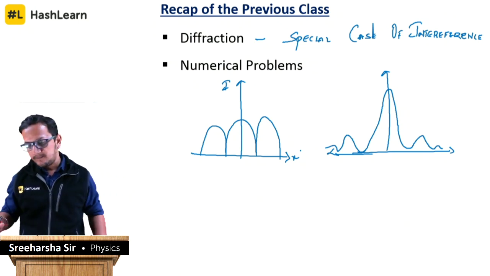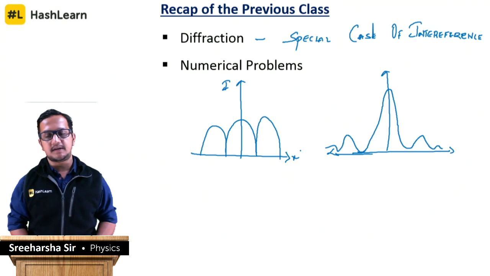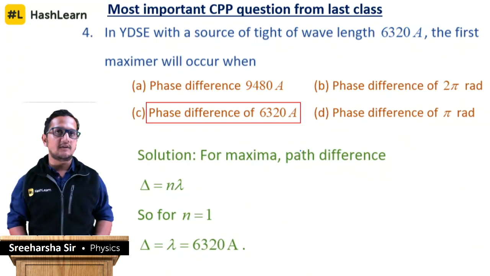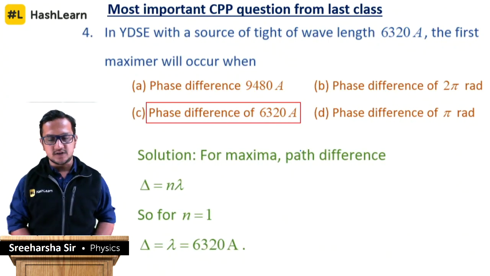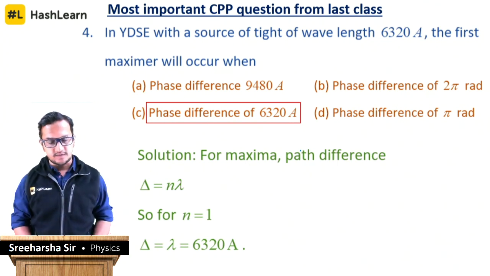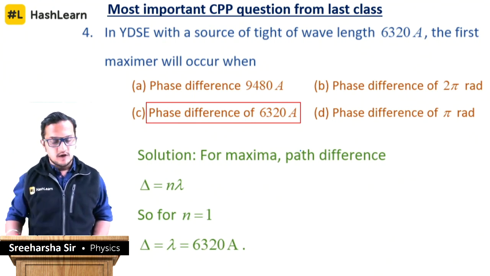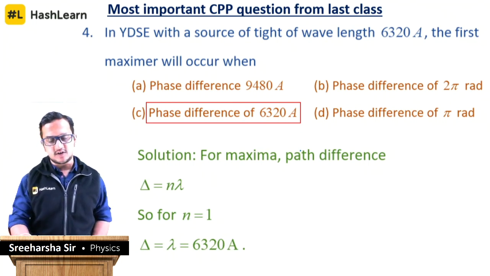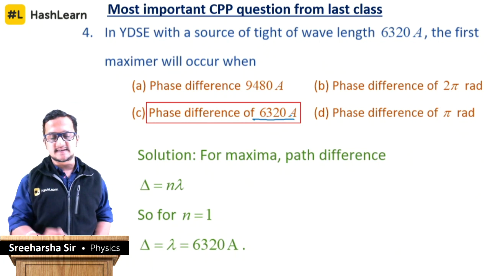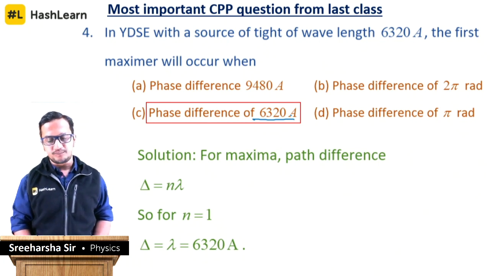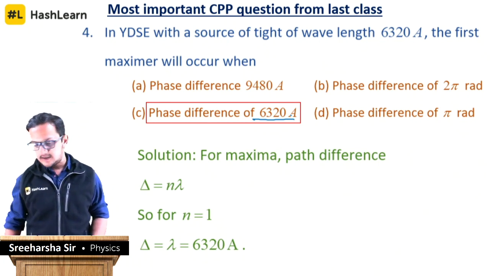Now we'll go to the next concept, but before that we have the most important CPP question from the last class. In YDSE, Young's double slit experiment, the source of light has wavelength 6320 Armstrong. The first maxima will occur when the phase difference is... For maxima, we know the condition is delta x equals n lambda, so delta x is equal to lambda. So the path difference is 6320 Armstrong. So that was the condition.